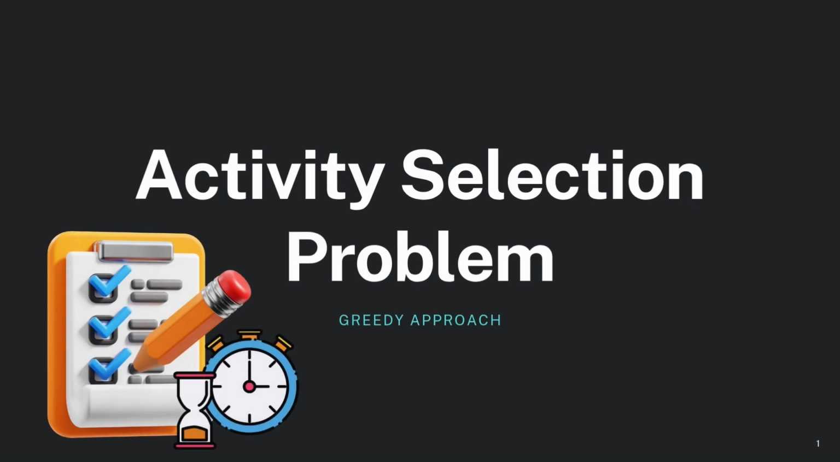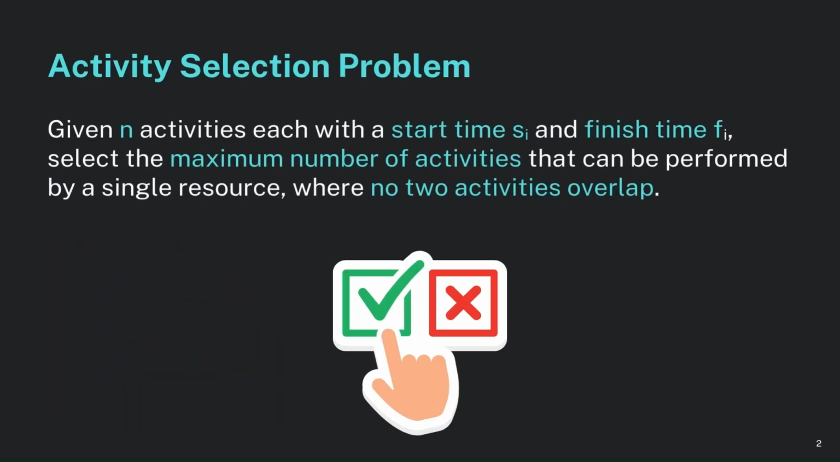Hey everyone, welcome back. Last time we saw the coin change problem, where greedy failed and dynamic programming saved the day. Today we flip that story completely. The activity selection problem is about scheduling.